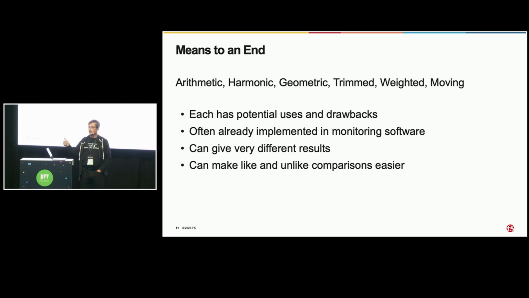There's arithmetic mean, which is probably what most of y'all thought of when I asked that question. Add the numbers together, divide them by the number of items, gives you a central tendency number. So that arithmetic mean is very straightforward.